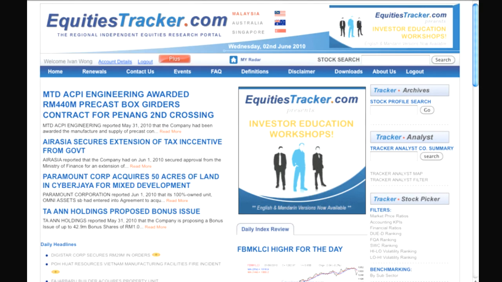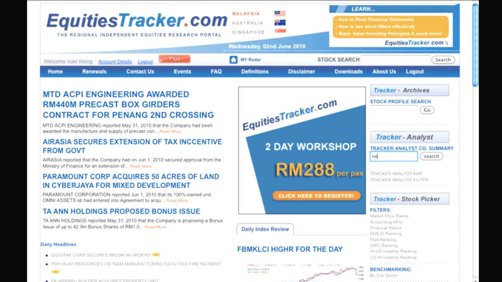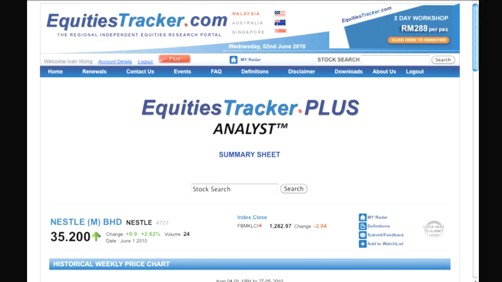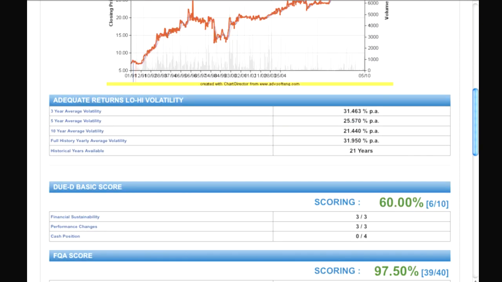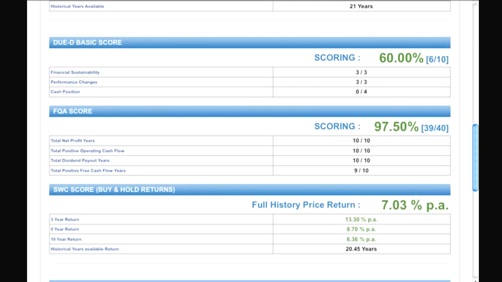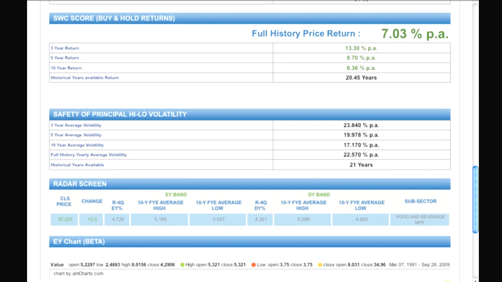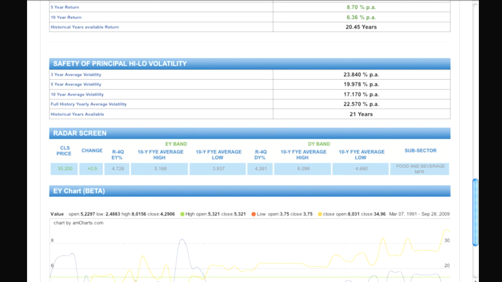As a final check, one can access the Tracker Analyst Company Summary via the home page. Type in, for example, Nestlé to see a summary of a long-term chart, adequate return, low high volatility, DD basic score, FQA score, SWC score and safety of principal high-low volatility. If the summary fits all Ben Graham's criteria, the stock can be moved to the radar screen for monitoring.